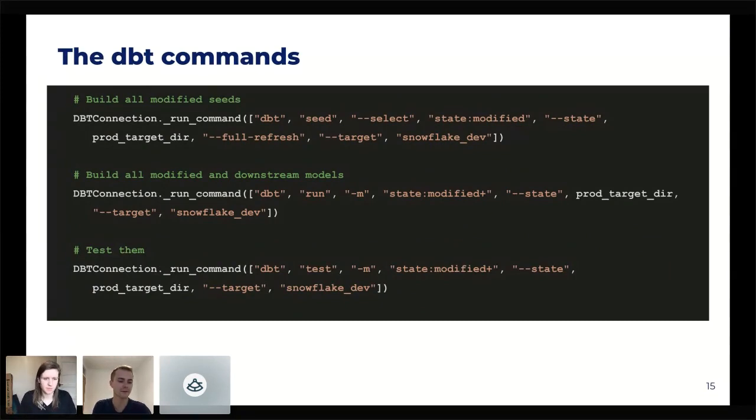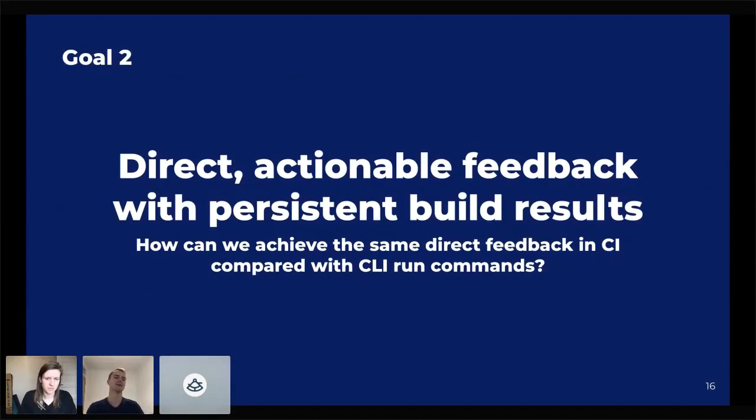So that's goal one, rather. Goal two: we want to achieve direct and actionable feedback with persistent build results. How can we achieve the same direct feedback in CI that we achieve through CLI commands, where we do dbt run and then get a list of errors? Well, hopefully not errors, but if we do, they're right in front of us and we can action them directly.